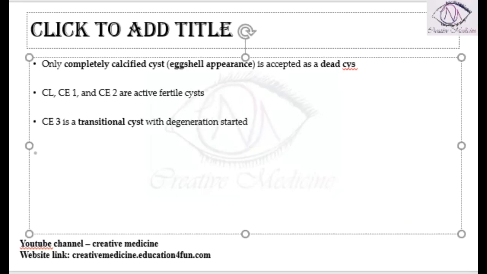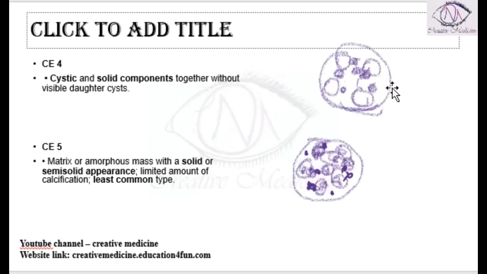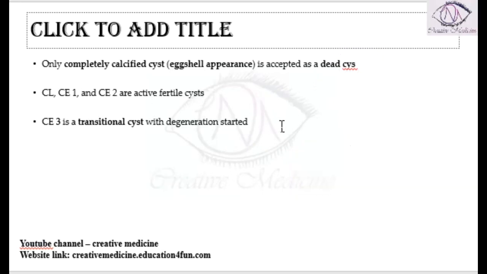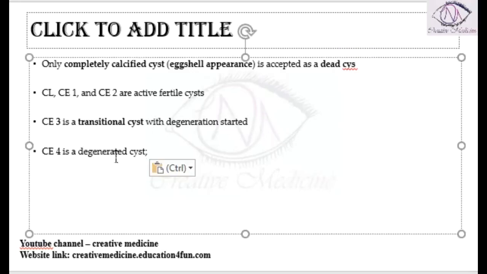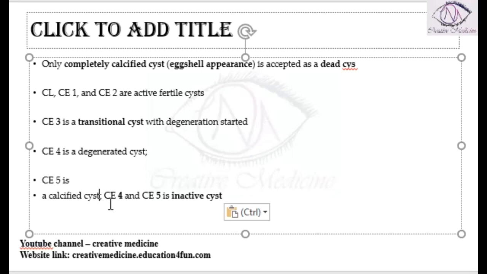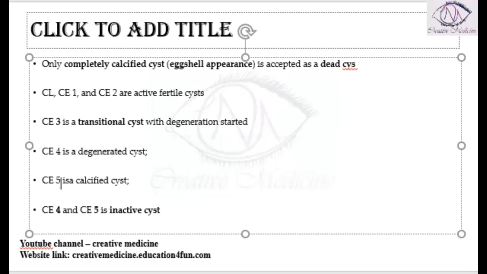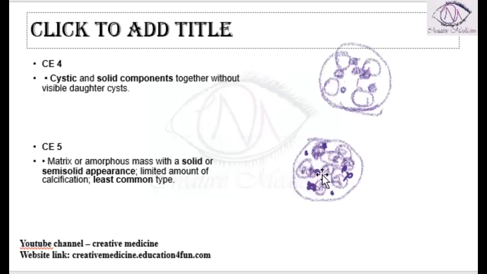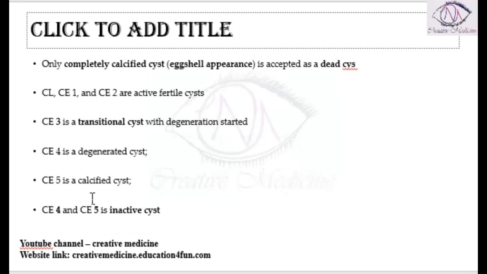Then we have CE4. In CE4, solid and cystic components are seen, but there are no daughter cysts. So CE4 is already a degenerated cyst. In CE5, calcifications are visible, so CE5 is a calcified cyst. Finally, CE4 and CE5 are the total inactive cysts.